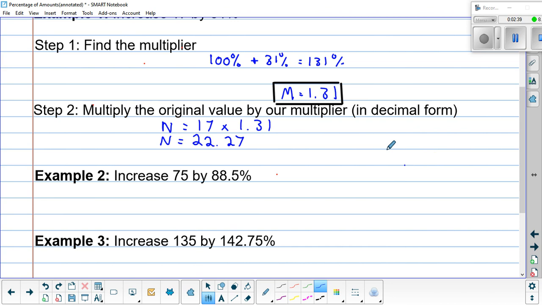Anyways, you'll see why. Increase 75 by 88.5%. So, we're increasing, so that's 188.5%. You should be getting used to being able to find that without really doing calculations, because you're just adding 100. Decreases are a little bit harder. And similarly, you should be able to convert that to a multiplier pretty quickly. So lastly, n equals 75 times 1.885.